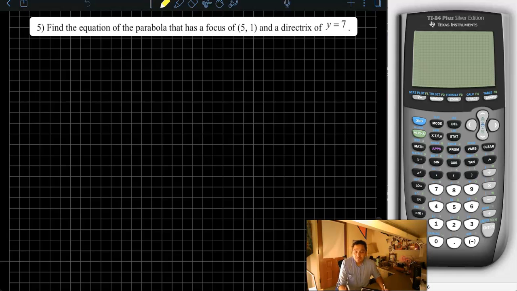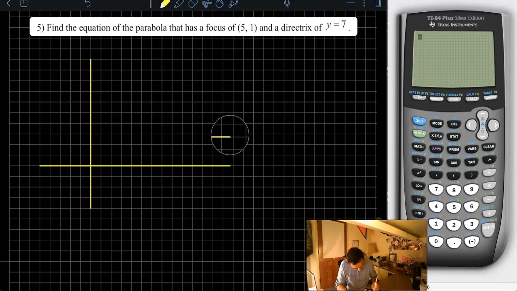Hi, Precalculus. This is question number 5 of chapter 4 review. Find the equation of the parabola that has a focus of (5, 1) and a directrix of y equals 7. I'm going to start by actually graphing this one, so we can see what it looks like. So the directrix is y equals 7.